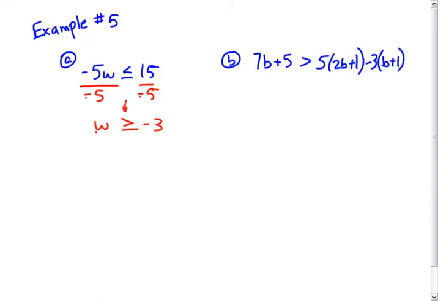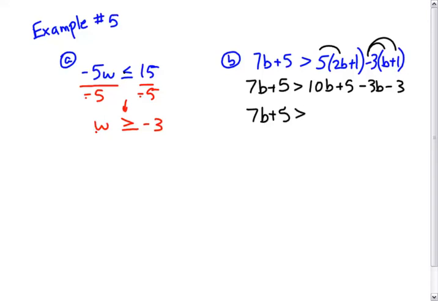Now let's go over here to the right, and I think this one works. I just kind of picked it. I didn't see what the answer was or anything. So let's work through it though. So we're going to get 7b plus 5 is greater than 10b plus 5 minus 3b minus 3. So now that's going to give us 7b plus 5 is greater than, let's combine these two. We're going to get 7b.